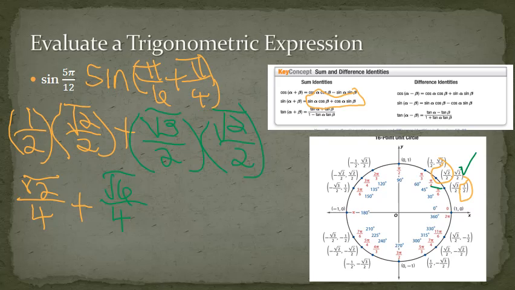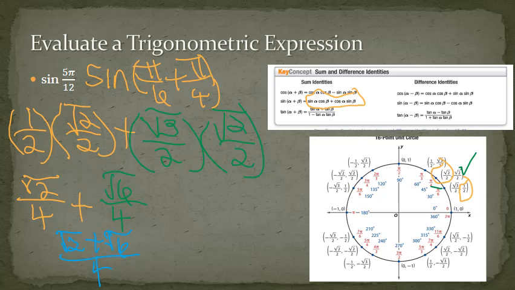And since I've got a common denominator, I can just simply add those together, and my final answer for evaluating the sine of 5 pi over 12 is square root of 2 plus the square root of 6 all over 4. Shazam! There we go. It's not too bad. Got to keep those identities in front of you. Got to keep that unit circle in front of you as we go through this chapter section.